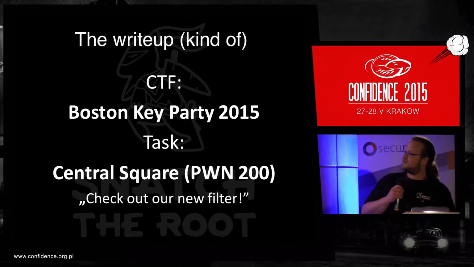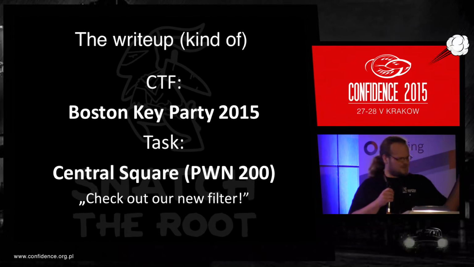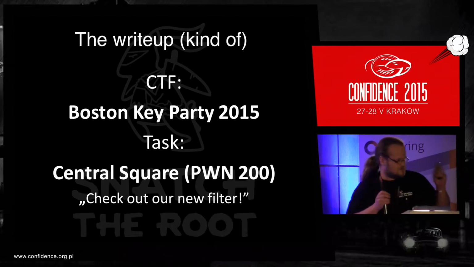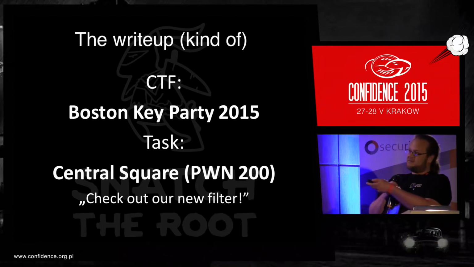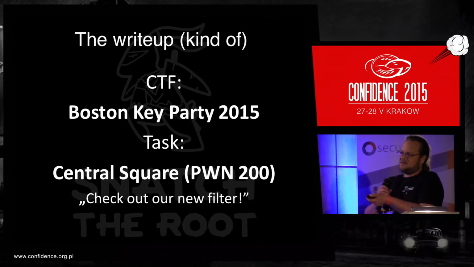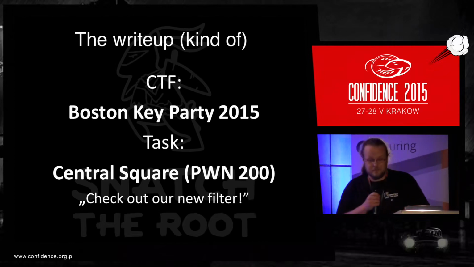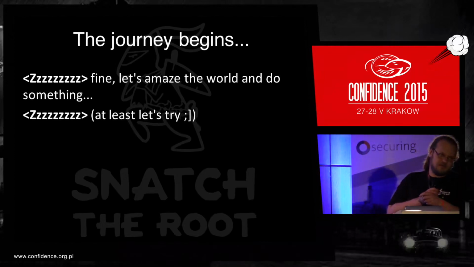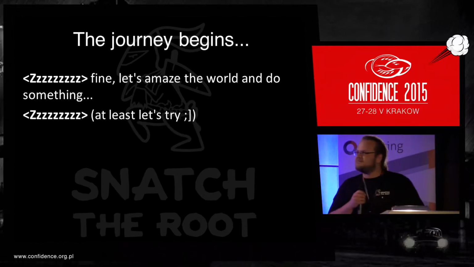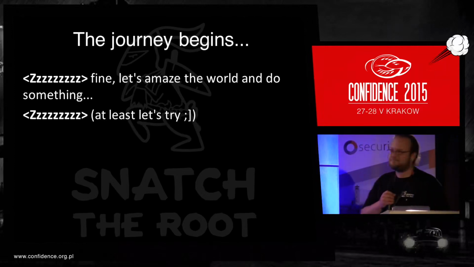What I'm going to present to you is a write-up of the Central Square task from Boston Tea Party. The title I wrote there was wrong because I messed up the name. So, there's a task. It's a pwn, 200 points, should be pretty easy. The only text you get is "check out new filter." The presentation is based on our IRC logs from our chat. So, the journey begins.